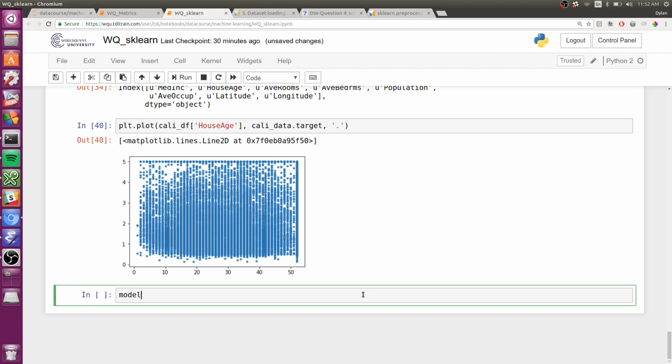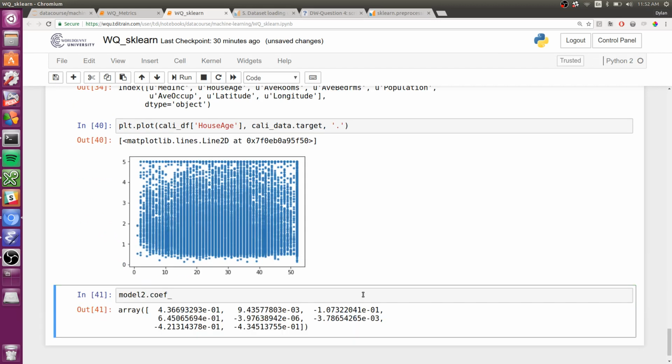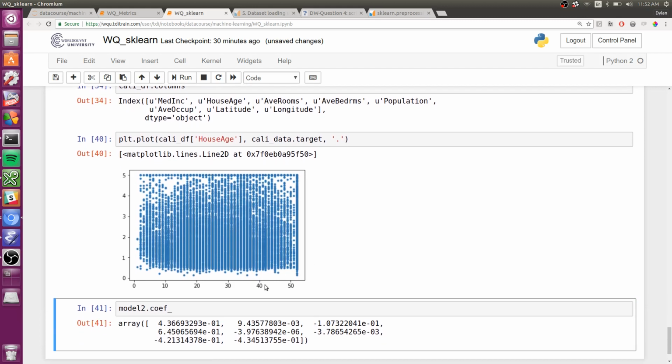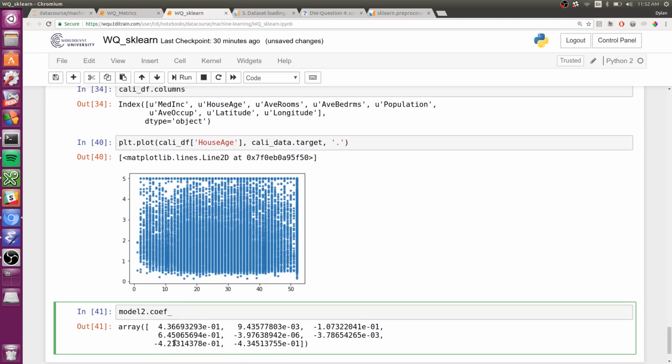If we look rather at the coefficients of model 2, this tells us much less, because the measurements are all on different scales. So here, for example, it looks like the most significant feature is average number of bedrooms. Average number of bedrooms actually has the highest coefficient.